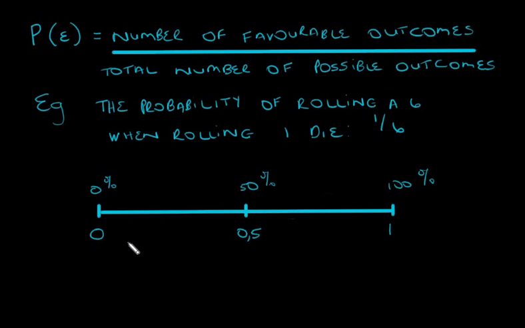Now this information can also be represented as follows. The probability of an event occurring in percentage form will always lie between 0% and 100%. So 0% means there's no probability of the event occurring, and 100% means the event will definitely occur. This can also be written in decimal form as 0.5 and 1. 50% or 0.5 means that there's an even chance of the event occurring. For example, either it will rain or it won't rain. There's a 50% chance that it will occur.